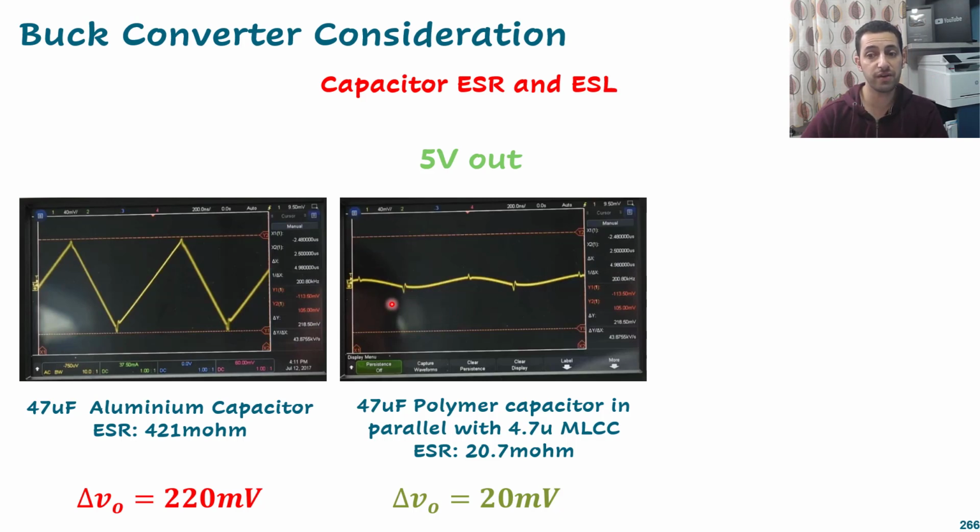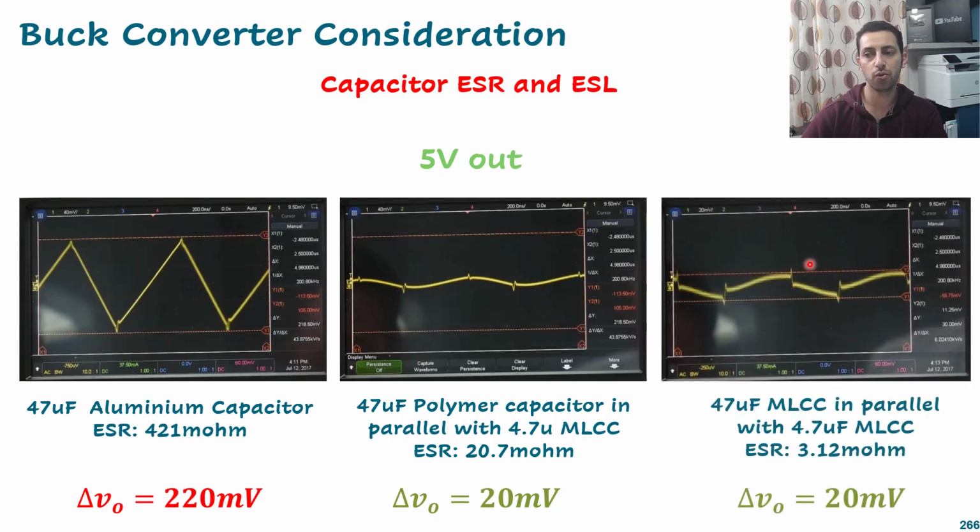So we have a very nice variation here, and the variation is about 20 millivolt. So your 5 volt will just jump within 20 millivolt up and down. And I think that one is 220 millivolt from peak to peak. That means it will change from 4.9 to 5.1.